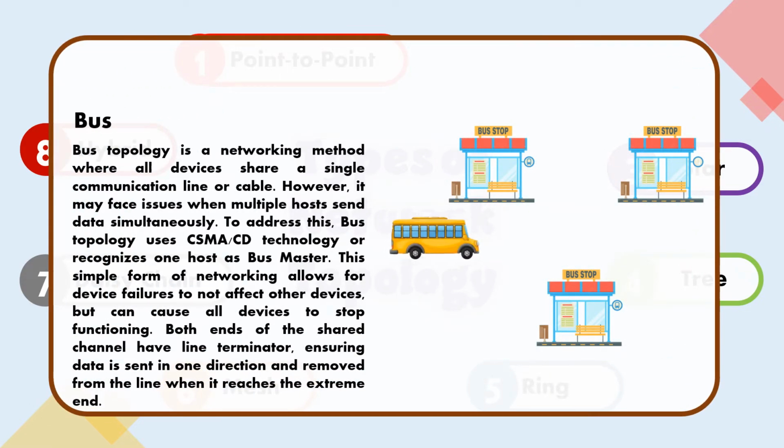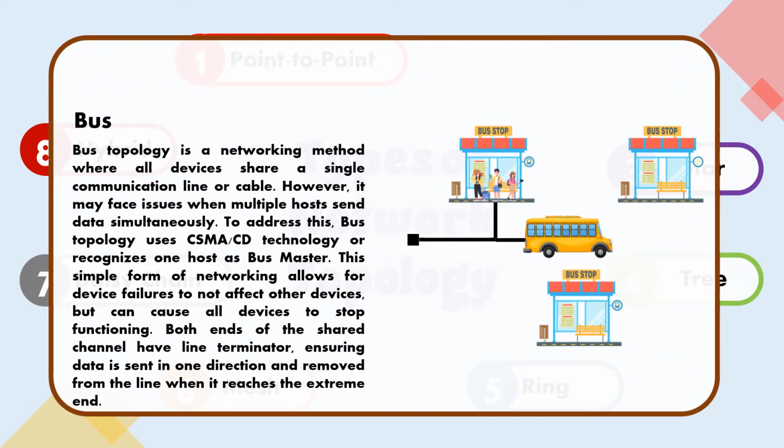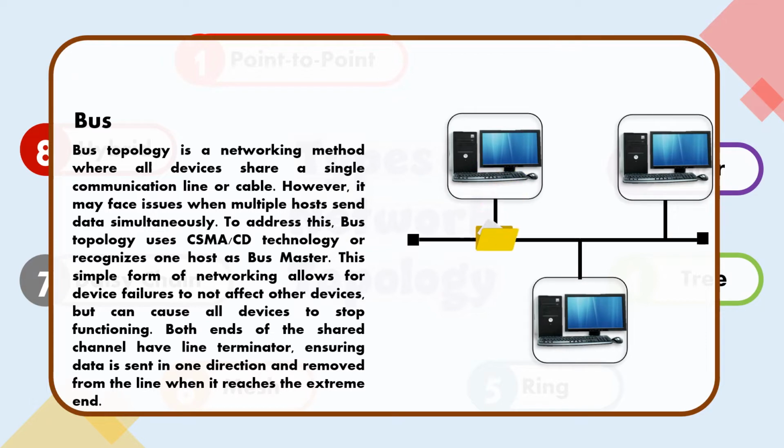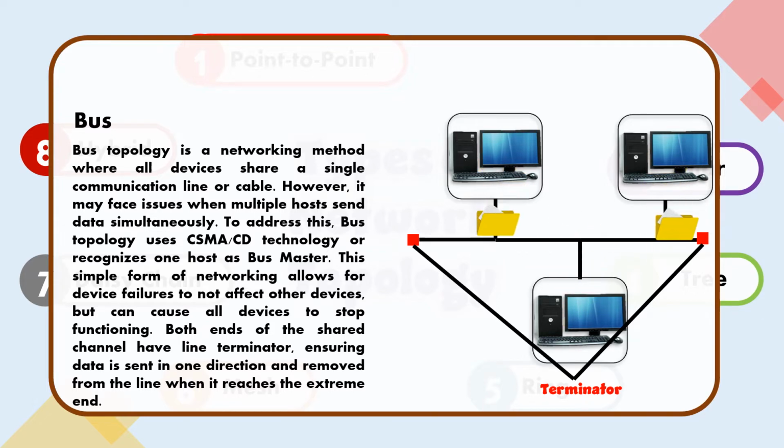Bus topology is a networking method where all devices share a single communication line or cable. However, it may face issues when multiple hosts send data simultaneously. To address this, bus topology uses CSMA/CD technology or recognizes one host as bus master. This simple form of networking allows for device failures to not affect other devices, but a cable failure can cause all devices to stop functioning. Both ends of the shared channel have line terminators, ensuring data is sent in one direction and removed from the line when it reaches the extreme end.